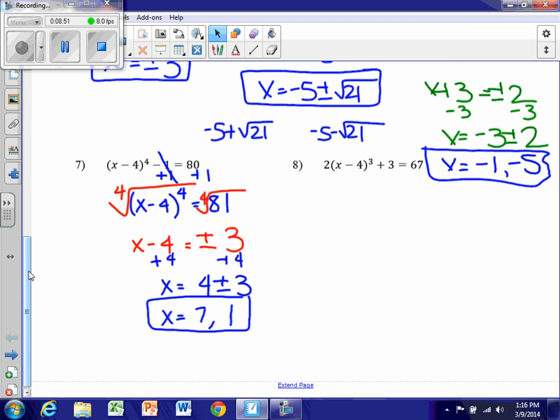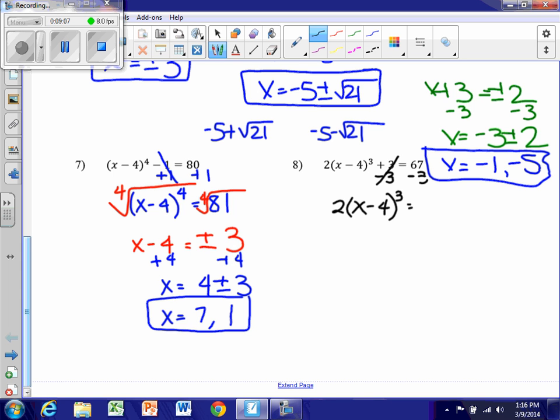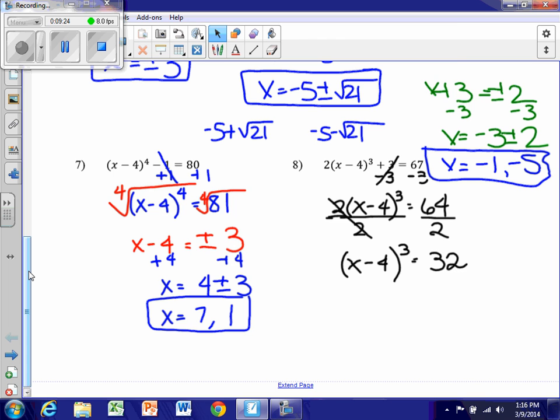All right, number 8, we have several things to move before we can get rid of the cube. The first thing that has to go is the 3, so we subtract. We bring everything else down, and we equal 64. Then we divide by 2, and we bring everything else down, and we equal 32. And now we have to get rid of the cube, and so we're going to use the cube root.